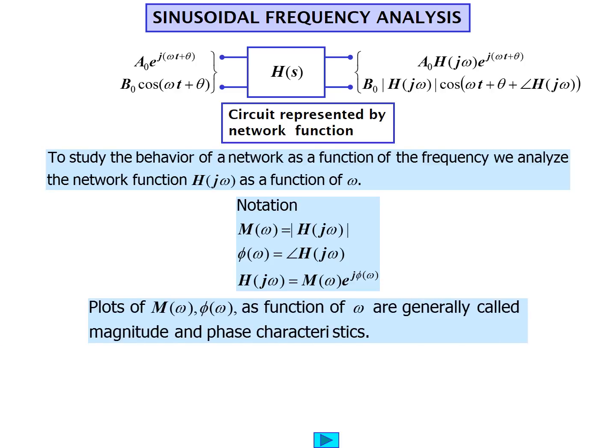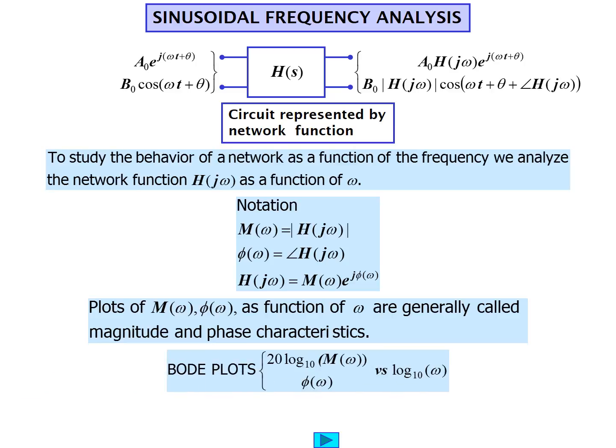The plots of M of omega and phi of omega as a function of omega are generally called magnitude and phase characteristics. We already saw some examples of this. And if we reduce those to logarithmic plots, 20 log to the base 10 of M of omega versus log to the base 10 of omega, and phi of omega versus log to the base 10 of omega, they're given the name Bode plots by the first individual who actually promoted them.